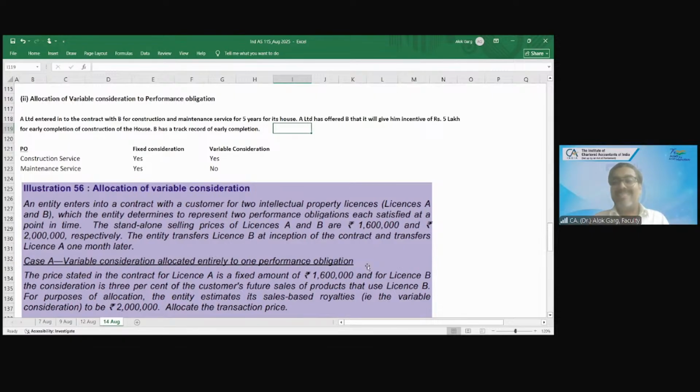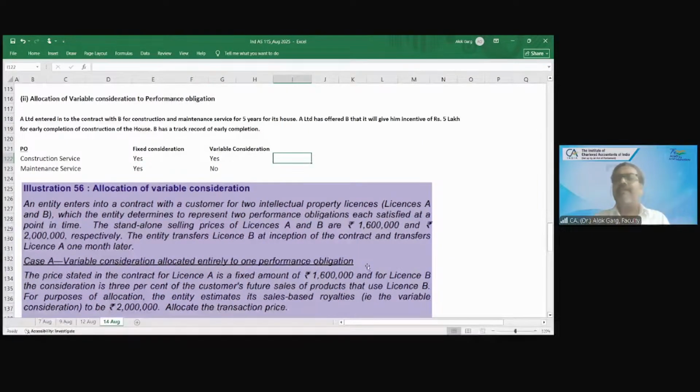Friends, in this case, there is a fixed consideration and there is a variable consideration. In this case, there are 2 performance obligations, construction service and maintenance service. So is fixed consideration there for both the performance obligations? Yes, sir. Of course, fixed consideration is there, yes.